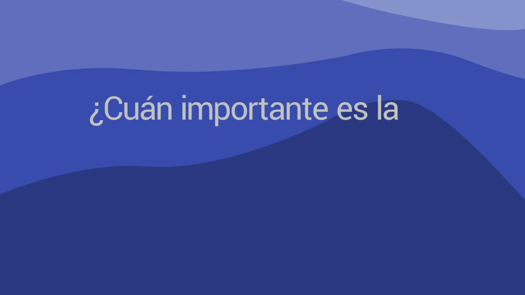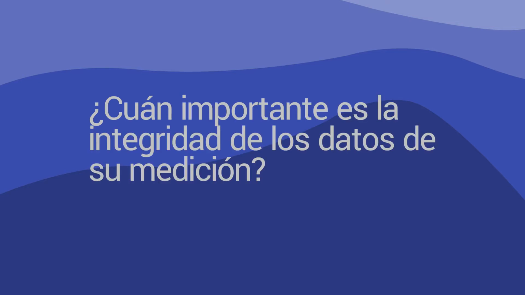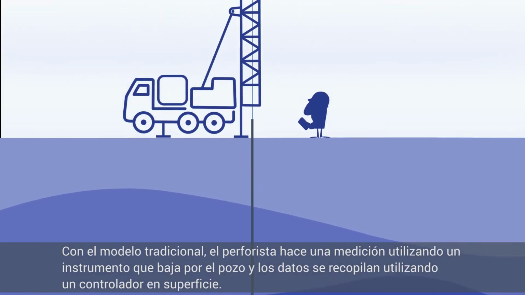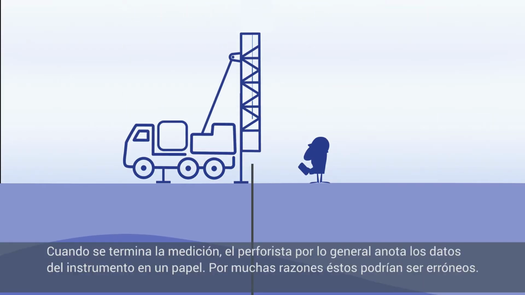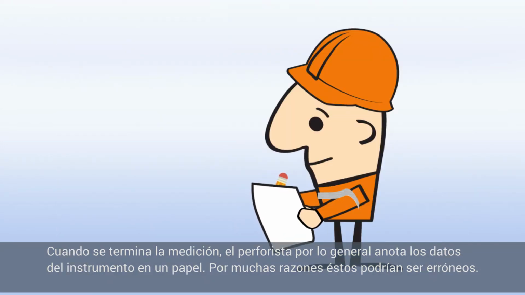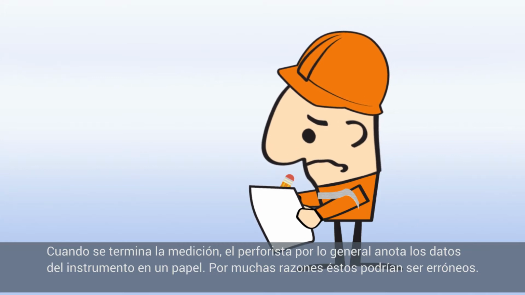How much importance do you place on the integrity of your survey data? With the traditional model, a driller does a survey using a downhole tool and the data is captured using a controller on the surface. Once the survey is completed, the driller commonly writes the data from the instrument to a piece of paper. For many reasons, it may be wrong.